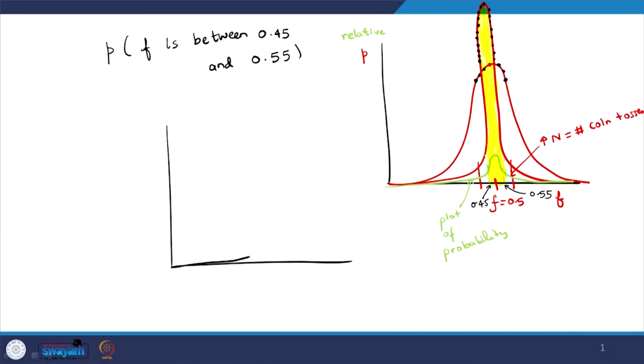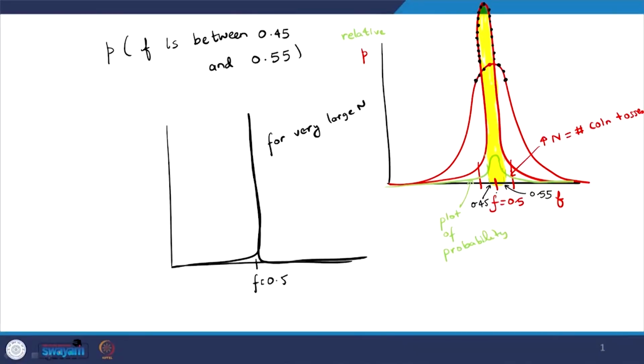And therefore, what we can see, if I keep on increasing the number of tosses, we will have a scenario where the probability will start looking like something like this, very closely peaked at f equal to 0.5 for very large n. It does not mean that f equal to 0.5 exactly has become highly probable. All it means is that the probability of f being close to 0.5 has increased as we have increased the n.